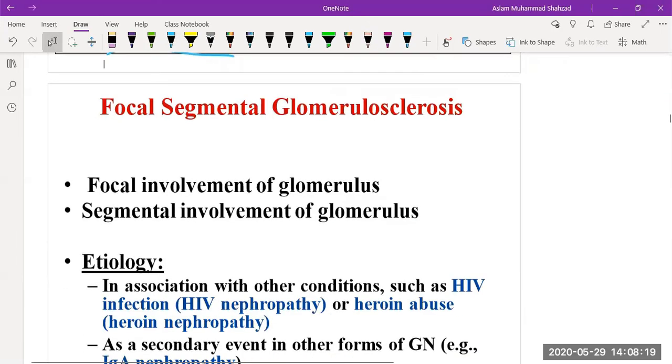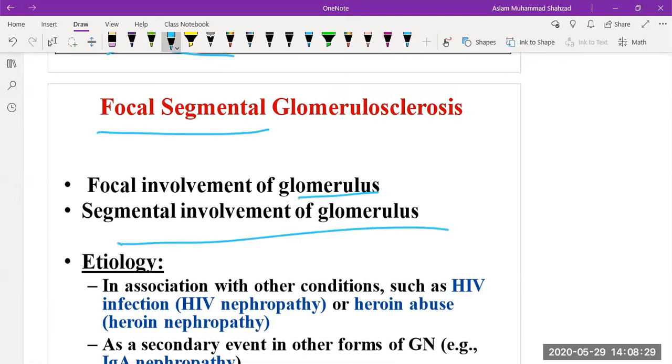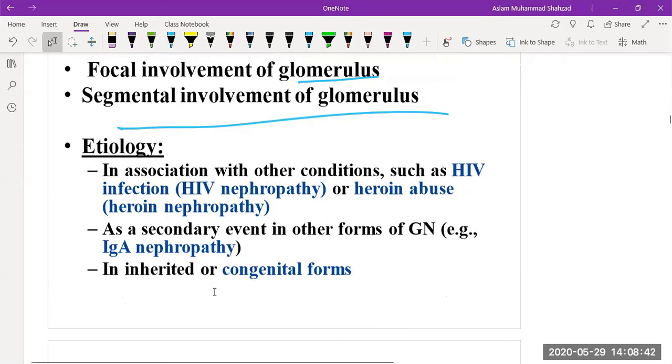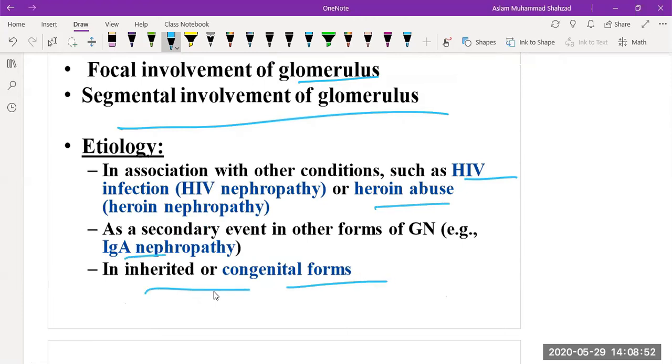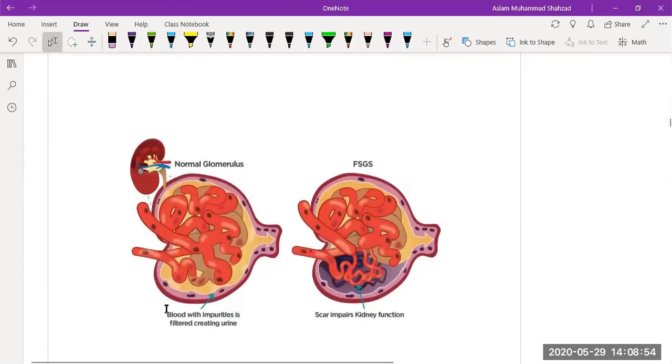Then we have focal segmental glomerulosclerosis, the focal involvement of the glomerulus. It is a segmental involvement, as the name indicates, focal segmental. Focal means at a certain part or at a certain segment. So it is either the focal involvement of a certain site or of some segments or a certain area of the glomerulus. The etiology considered as causing it is HIV or heroin abuse, or other causes such as IgA nephropathies, or inherited or congenital causes are expected.